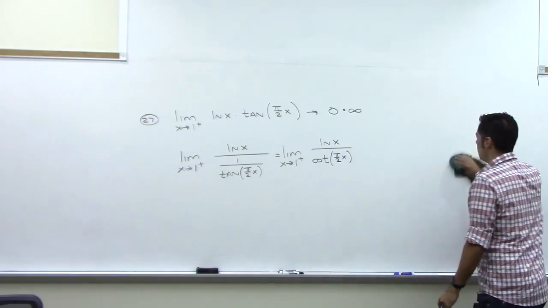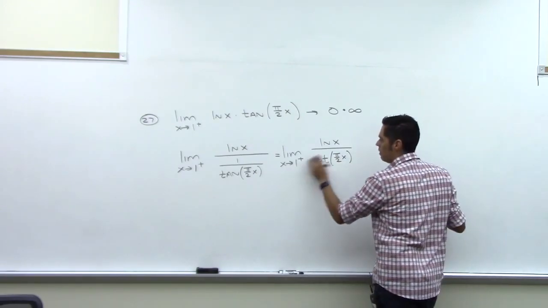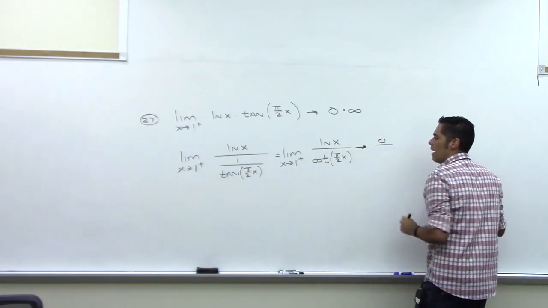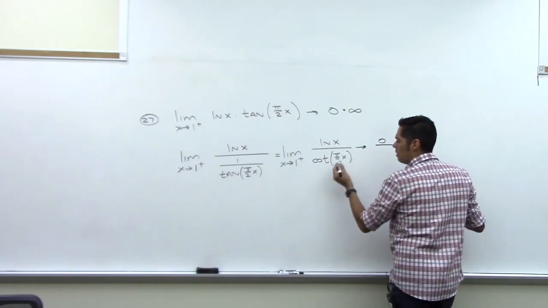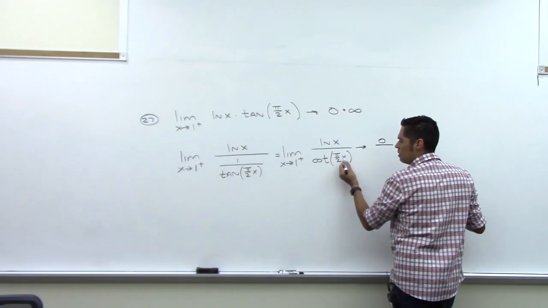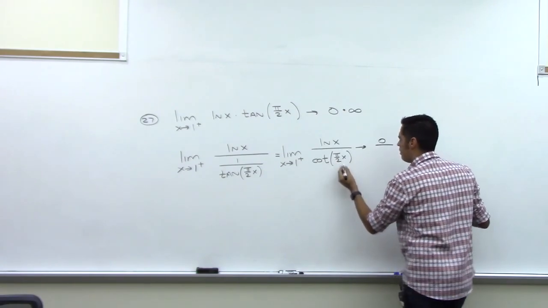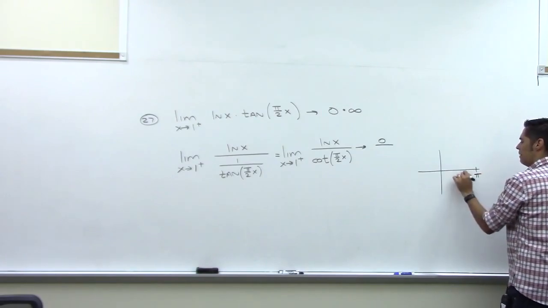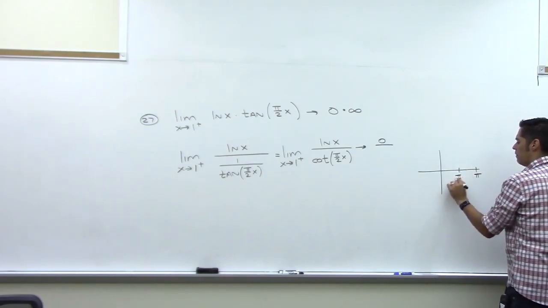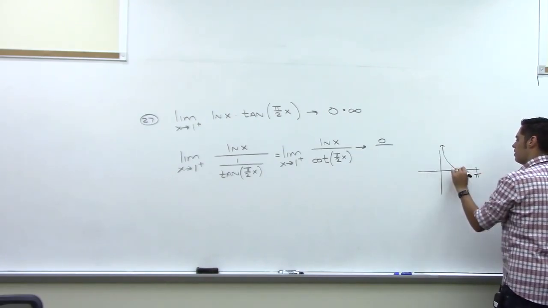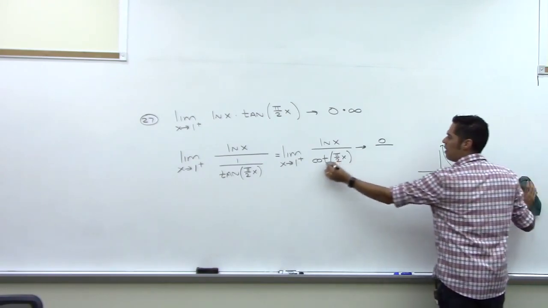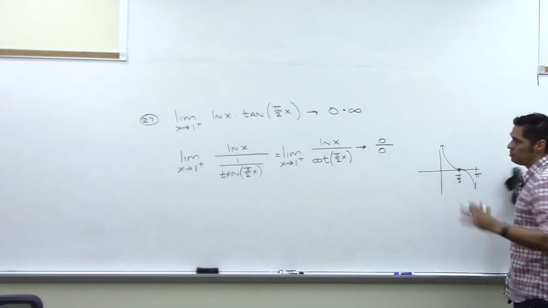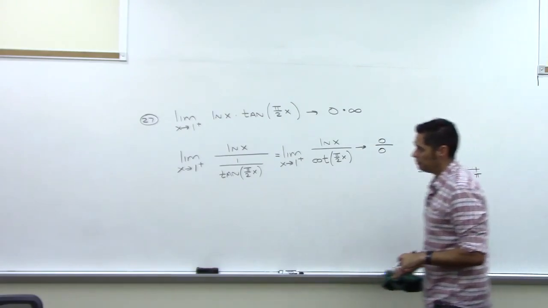All right, so I already know what happens as x goes to 1. Natural log of 1 is 0, so the top is headed towards 0. And then if x is 1, cotangent of pi over 2 times 1, that's cotangent of pi over 2. Remember, if we go to the graph of cotangent, here's pi over 2, and it went like this and like that. So this bottom part, as you can see at pi over 2, is 0. So we have 0 over 0. That's good news. We can try L'Hopital now.